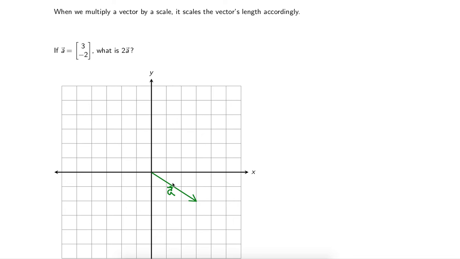Alright. Now to get the elements of 2 times vector A, all we have to do is simply multiply each element by that value, that 2. So if A is at 3, -2, that's going to put 2 times vector A at, well, let's see, 2 times 3 is 6, and 2 times -2 is -4. So 2 times vector A is at 6, -4.